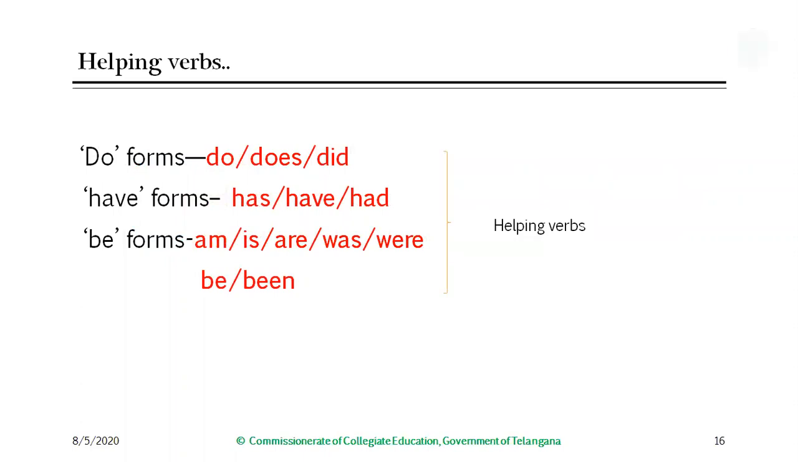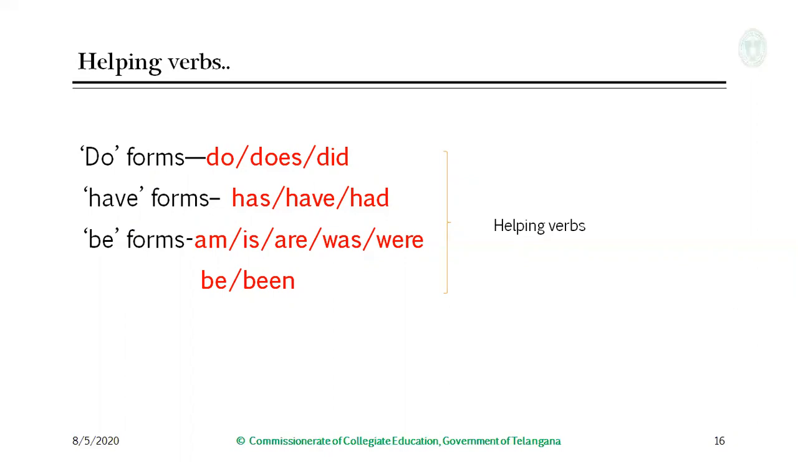And here, if you look at the table, you can find do forms, have forms, and be forms. What are do forms? Do, does, did. Do you know how to swim? Know is the main verb. Do is the helping verb here.